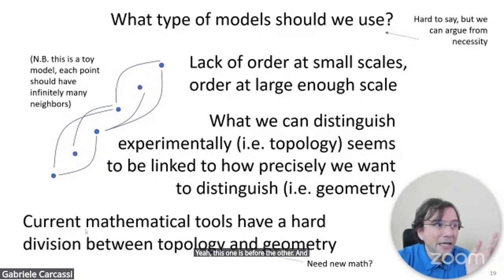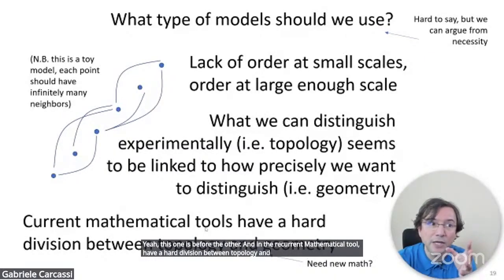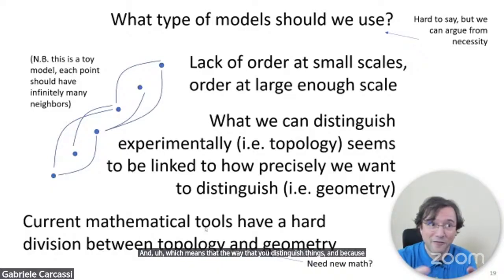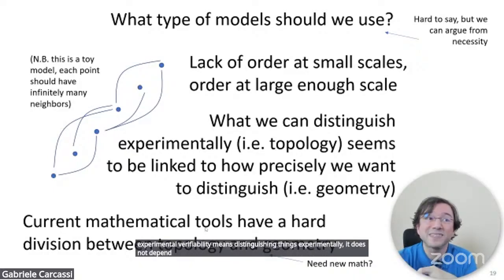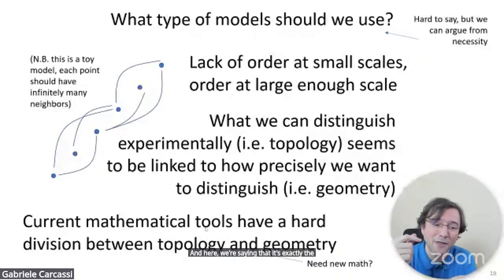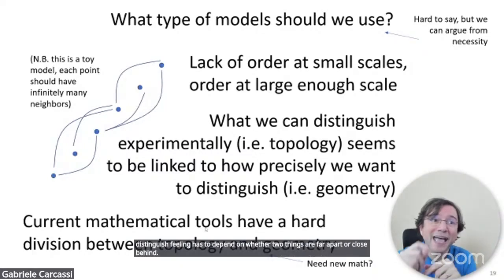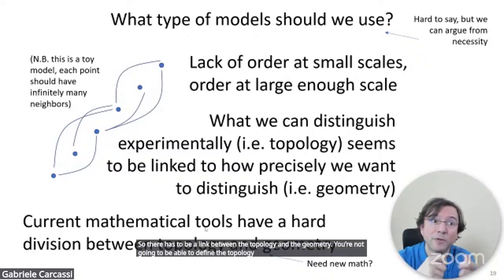And the current mathematical tools have a hard division between topology and geometry. Which means that the way that you distinguish things, and because experimental verifiability means distinguishing things experimentally, does not depend on the size, right? It's a separate thing. And here we're saying that it's exactly the opposite. The way that we can distinguish things has to depend on whether two things are far apart or close by. So there has to be a link between the topology and the geometry. You're not going to be able to define the topology without knowing the geometry, and vice versa.